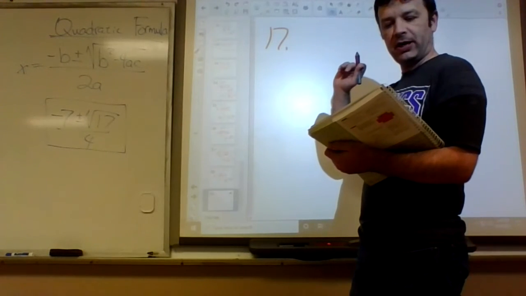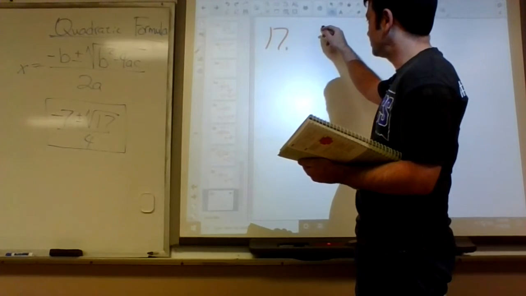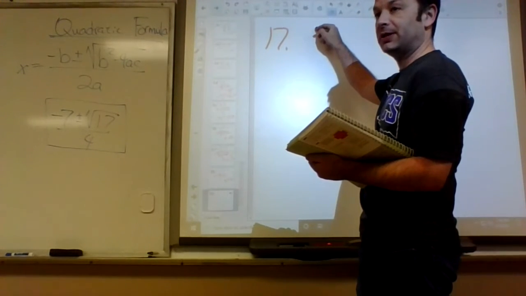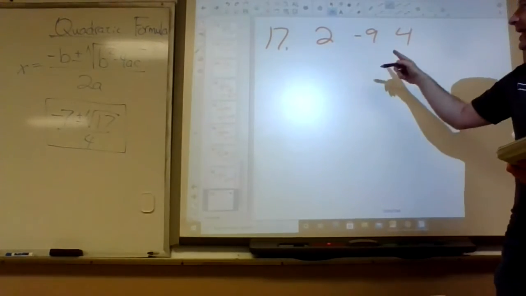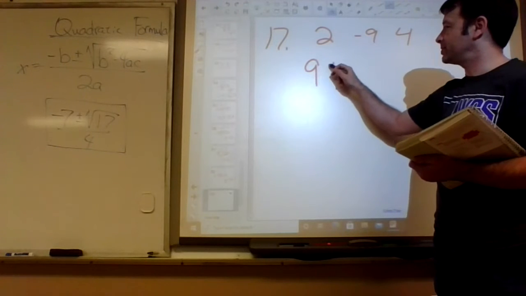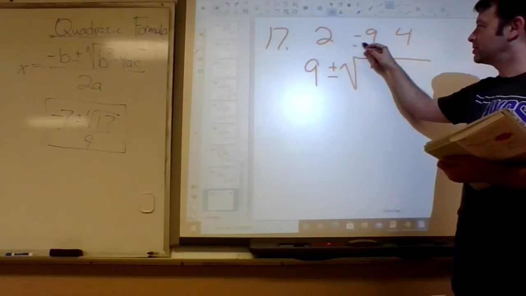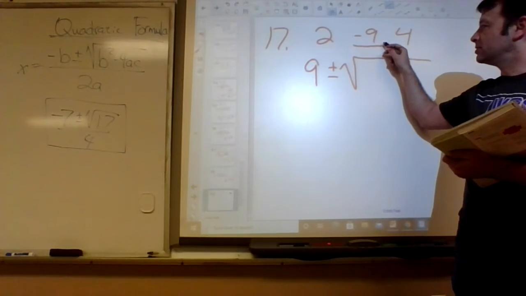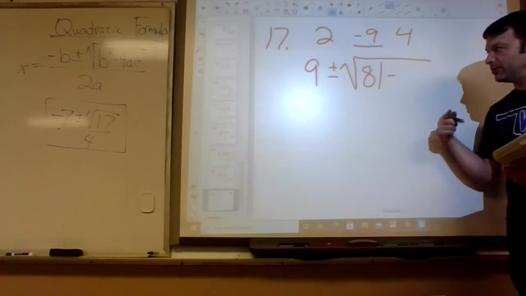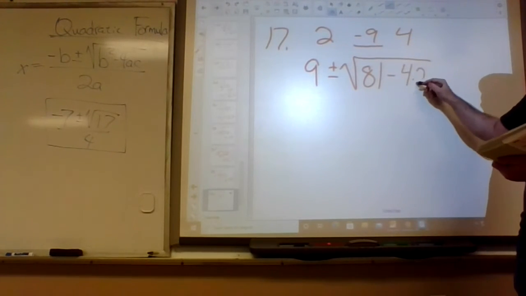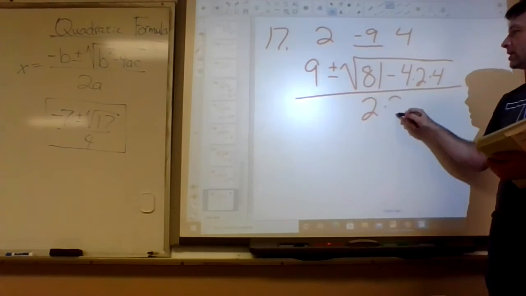What's my a, b, and c on 17? a is negative 2, b is negative 9. Negative b is positive 9, plus or minus the square root of b squared, which will be what? 81. 9 squared is 81, the negative gets squared away. Minus 4ac over 2a.